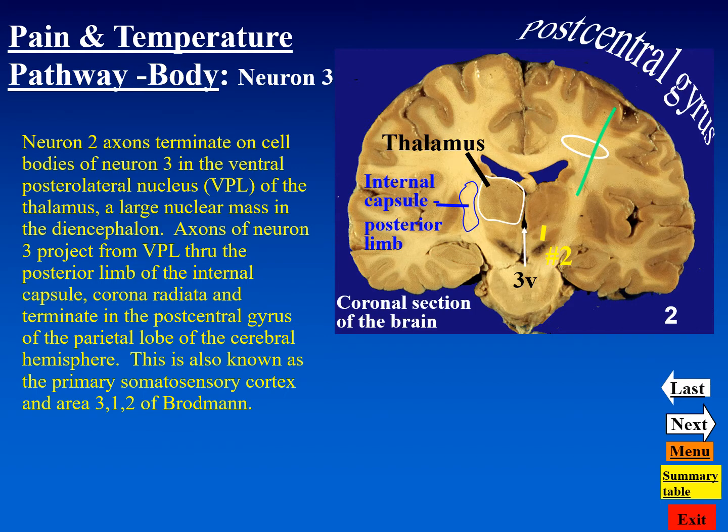The axons of neuron 2 in the pain and temperature pathway from the body ultimately terminate in the diencephalic area, in the nucleus of the thalamus known as the ventral posterior lateral nucleus. The cell body of neuron 3 is in this nucleus, and its axon then projects through the posterior limb of the internal capsule and the corona radiata to the postcentral gyrus. And these fibers end in a somatotopic manner, as illustrated with the stick figure on the left-hand side of this image.